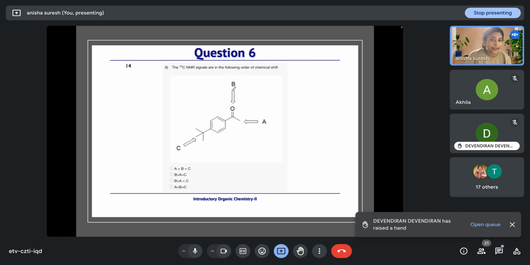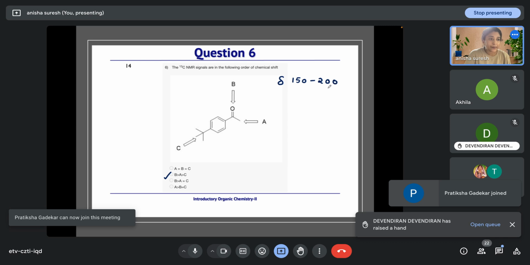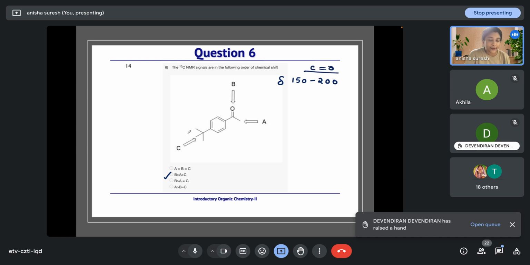Largest chemical shift will be coming for B, right? Yeah, B will be the right answer. So here, this is carbonyl. So it will be coming in the range of 150 to 200. Okay, carbonyl carbons will be coming in the range of 150 to 200. So then this C, this is B. Then if we see C, it is normal saturated sp3 carbons. Okay, so it will be coming in the region of delta 0 to 50 ppm.